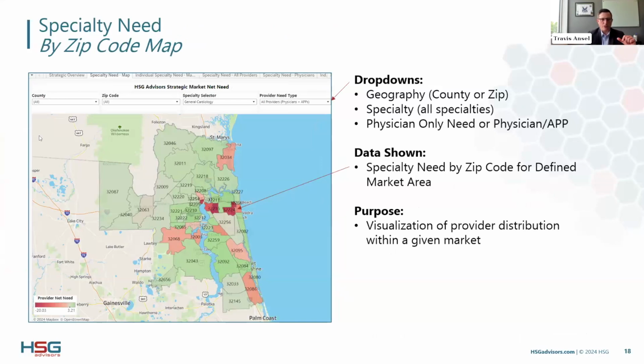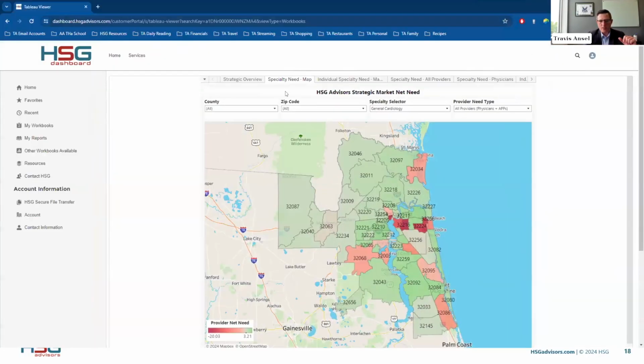Separately, there's a specialty need by zip code map. When we look at this, it's the same data. It has an additional drop down, at least in the newer versions, that allows you to segment physician only need, physician only, physicians with age adjustments, and then all providers, physicians and APPs.